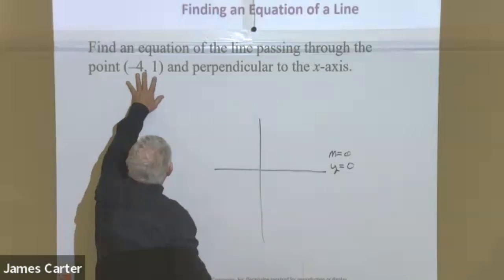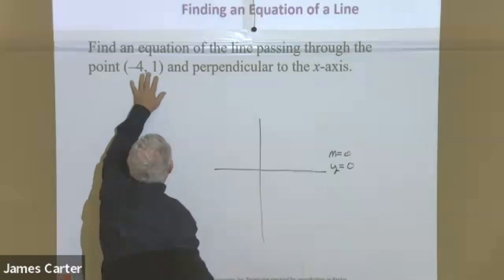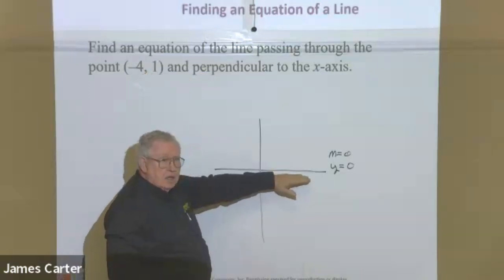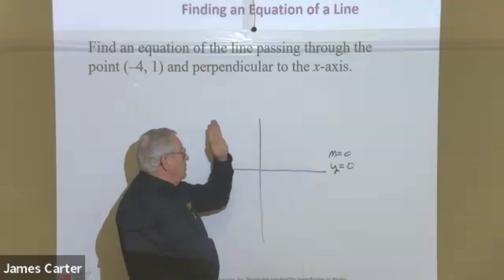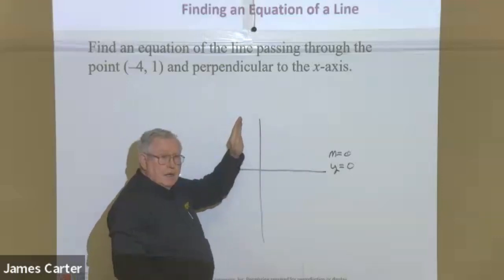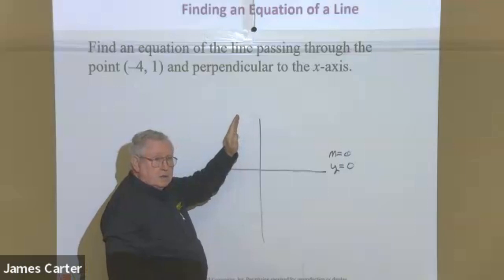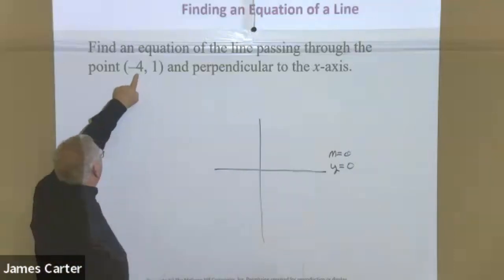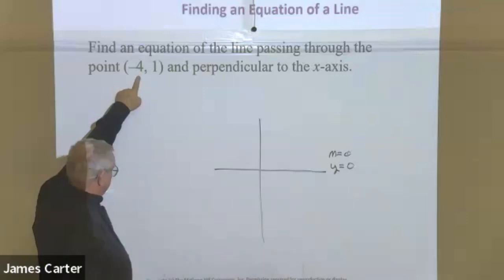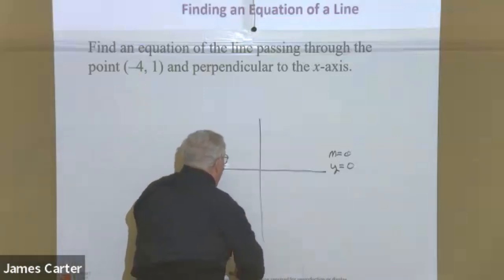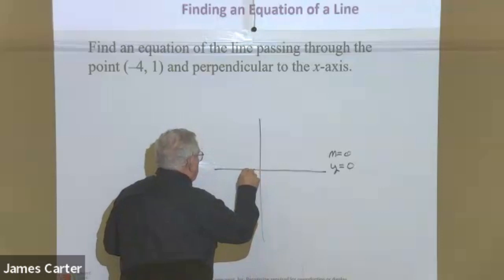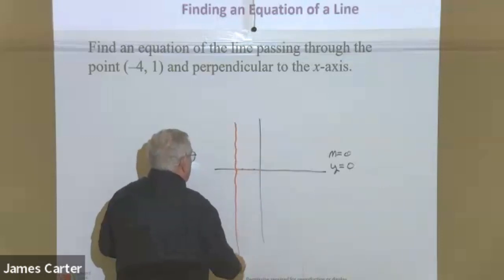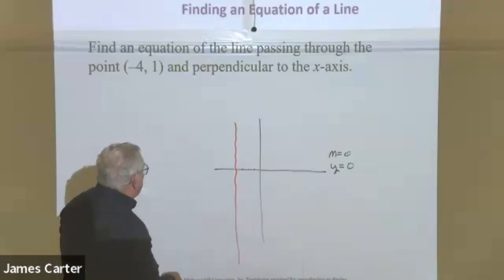Now it wants a line perpendicular to this one. Well, if this is a horizontal line, then a perpendicular line is a vertical line. Now, this point defines where it's vertical. In this case, 1, 2, 3, 4 over. Okay, so it's that vertical line.